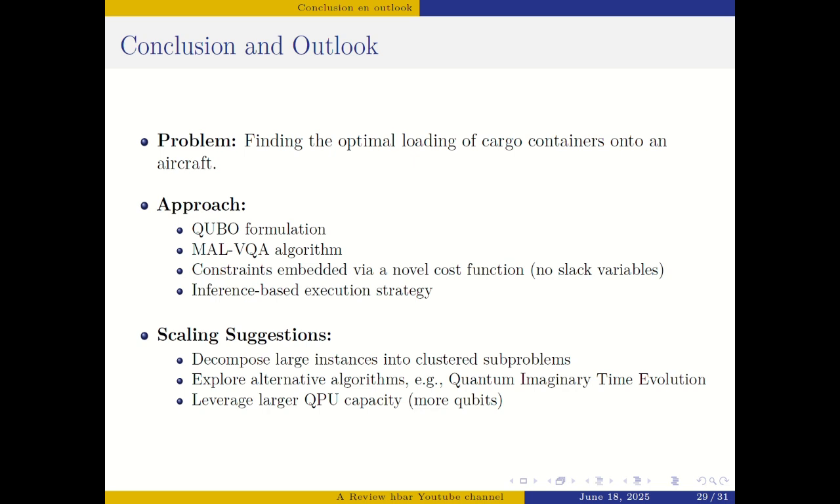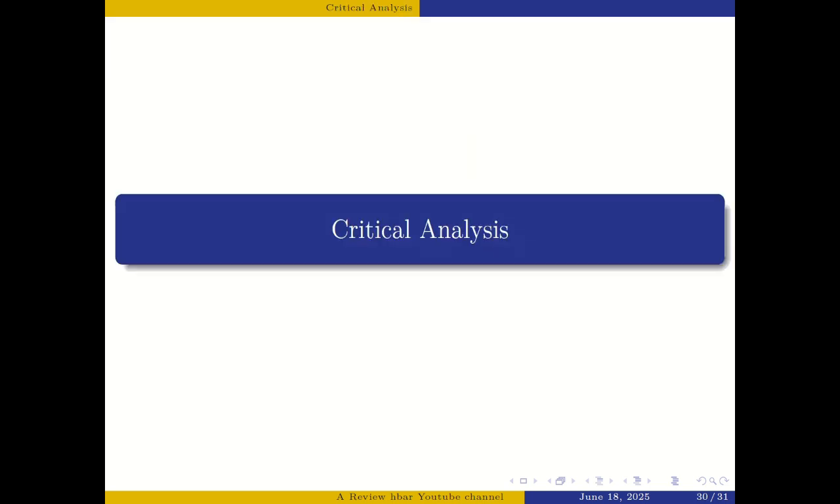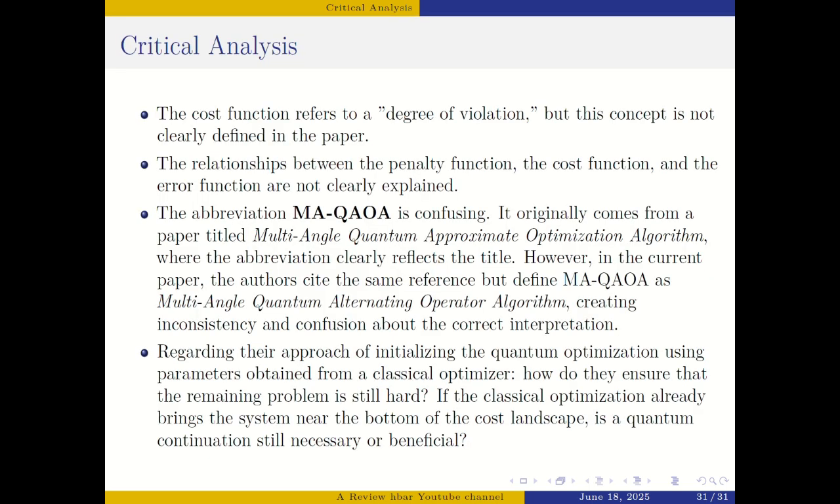Alright, now there are still a few unclear points and some criticisms I'd like to raise about this paper. First, the cost function refers to a degree of violation, but this concept is not clearly defined anywhere in the paper. Second, the relationship between the penalty function, the cost function, and the error function is not clearly explained, which makes it hard to fully understand the logic of the formulation.